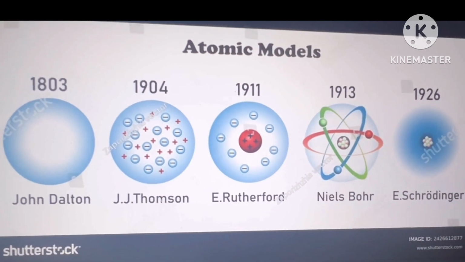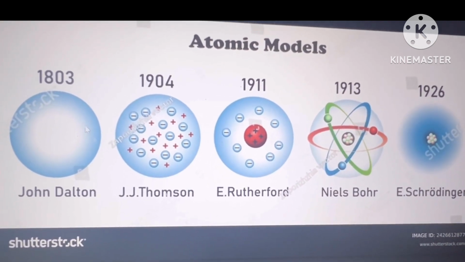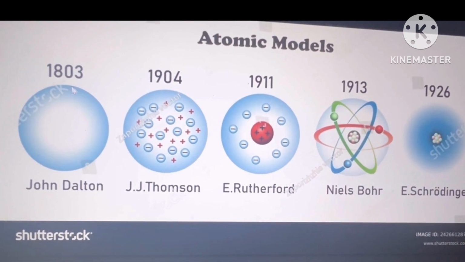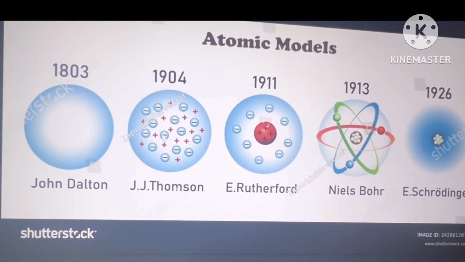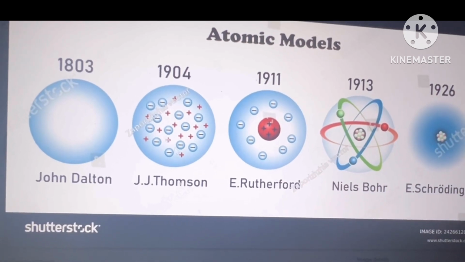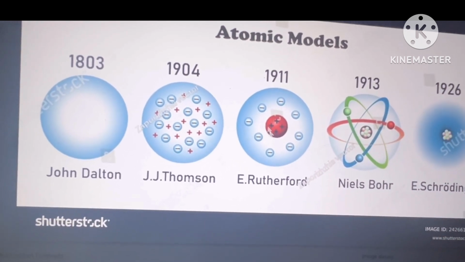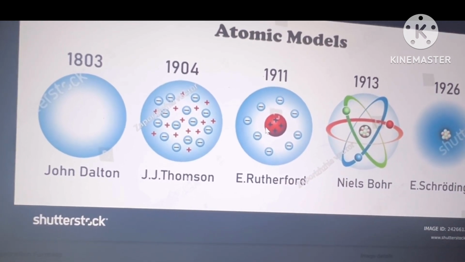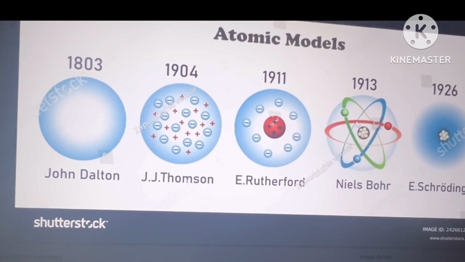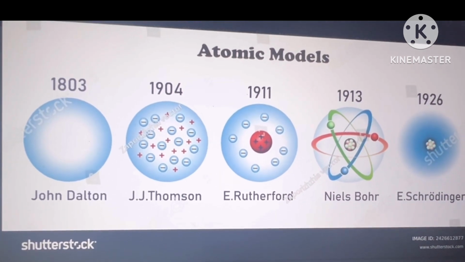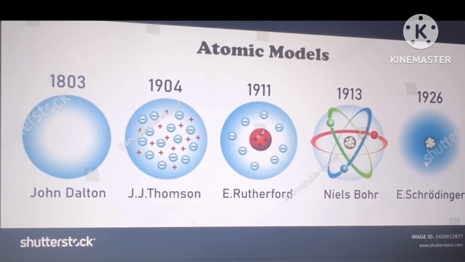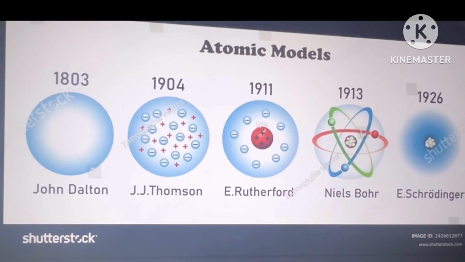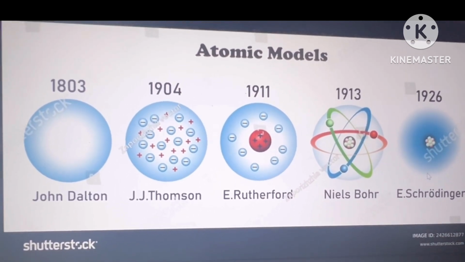So just like in here, we have John Dalton. His model is called the solid sphere model. And then we have J.J. Thomson. His model is called the plum pudding model. And then we have Ernest Rutherford. His model is called the nuclear model. And then for Niels Bohr, his model is called the planetary model. And last but not the least, Erwin Schrödinger. His model is called the quantum model.